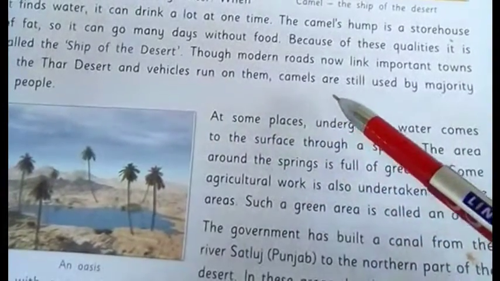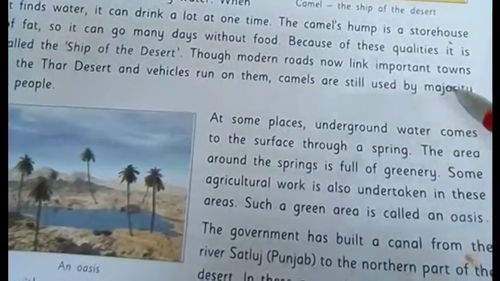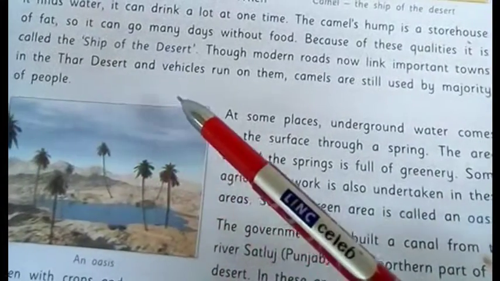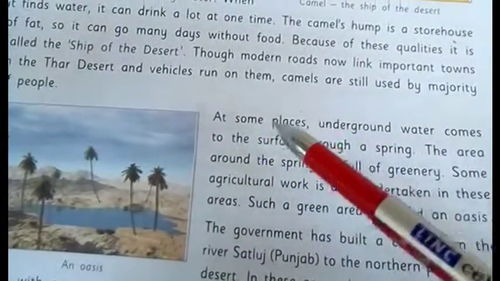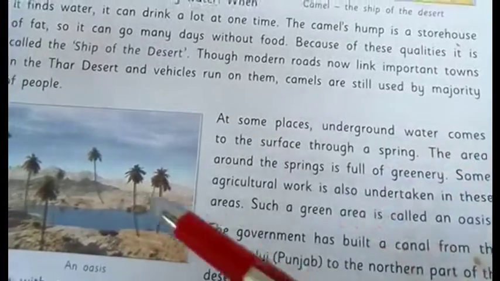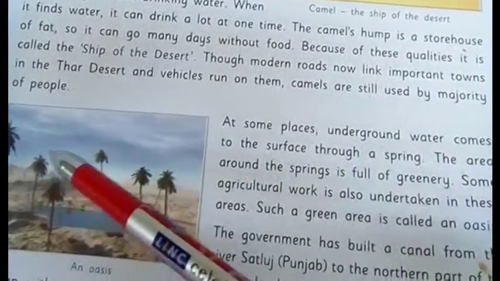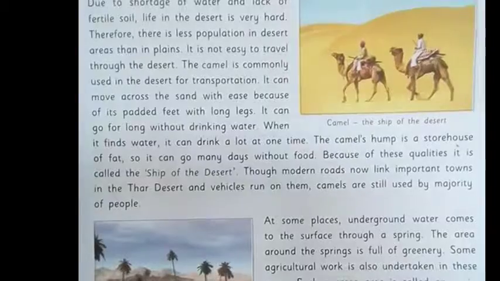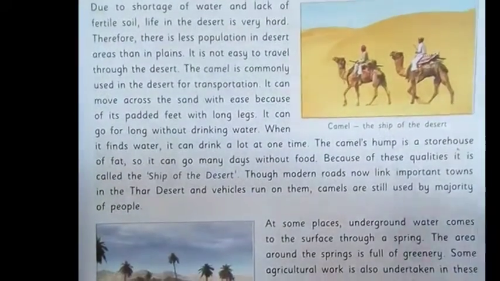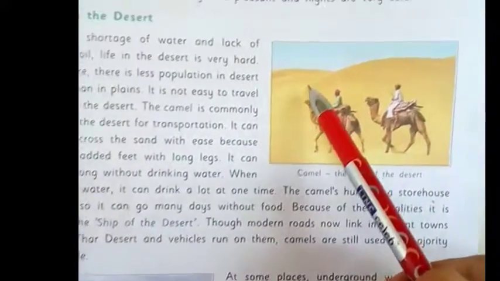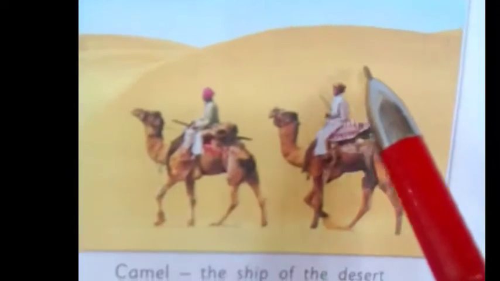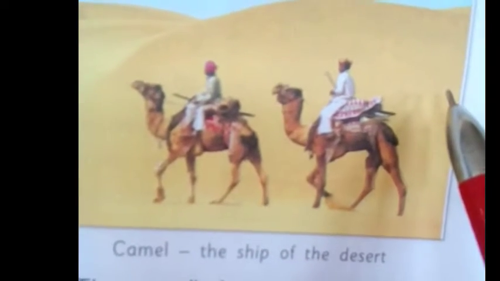Though modern roads now link important towns in the Third Desert and vehicles run on them, camels are still used by the majority of people. Now students, I'll show you the desert areas. You can see here in this picture. This is called a desert.